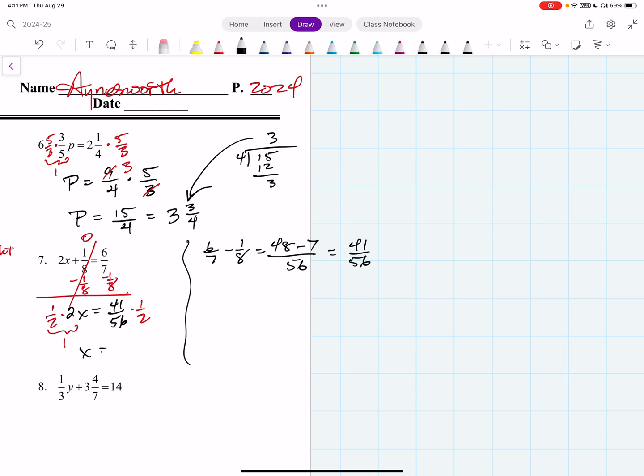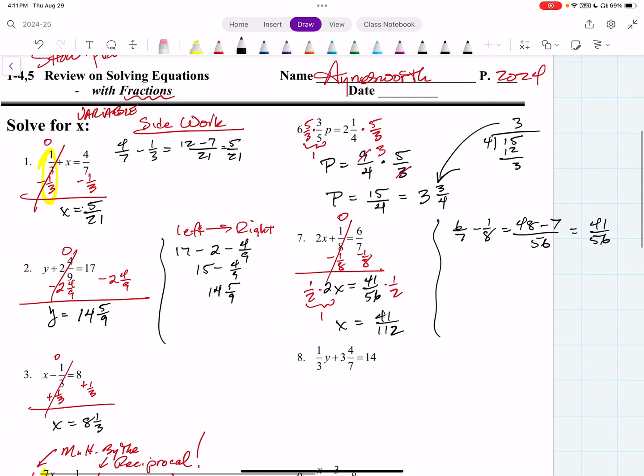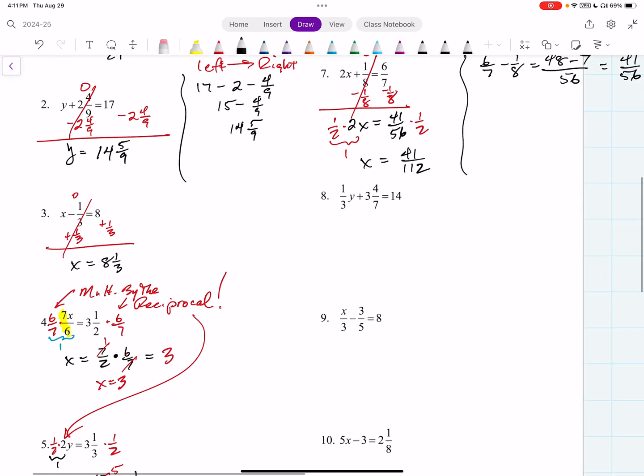So we have x is equal to 41, and then 2 times 56 is 112. Just multiply the numerators, multiply the denominators. Okie dokie. Let's keep it going. A few more to do.